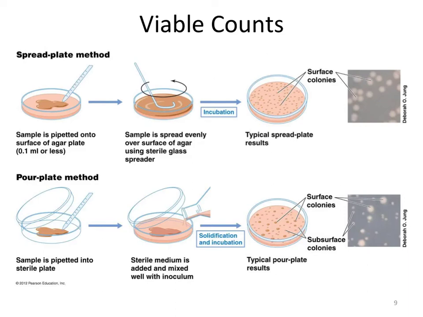So let's talk about indirect methods for counting cell numbers. One example of that is what is known as the viable count method. These are methods that rely on growth. Okay, so viable counts require the ability to grow microbes in the lab.